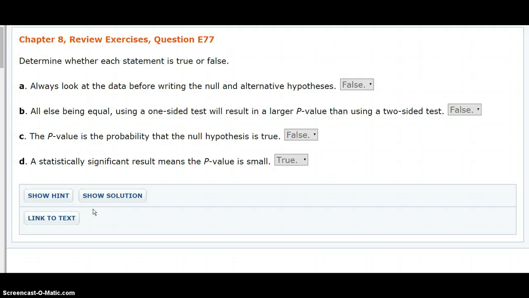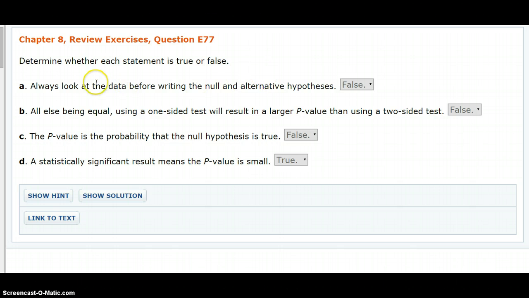Chapter 8, Review Exercises, question E77. We're just doing true or false here. The first one, I think we imply you should always look at the data before writing the null and alternative hypotheses. So why is this false?